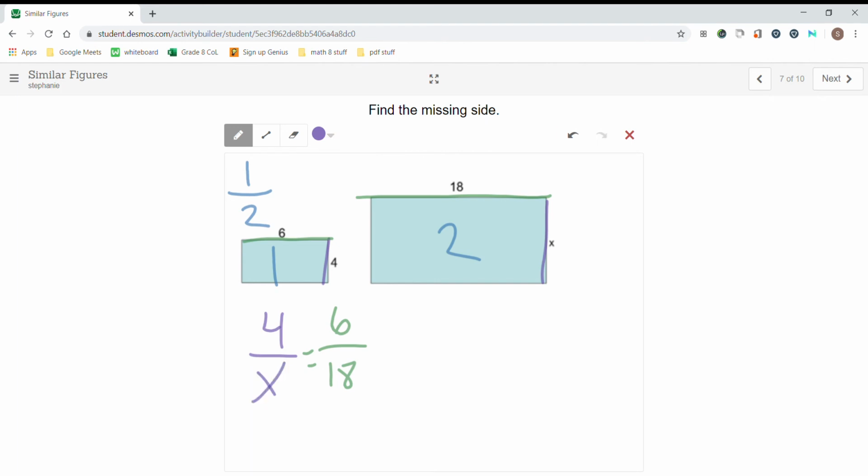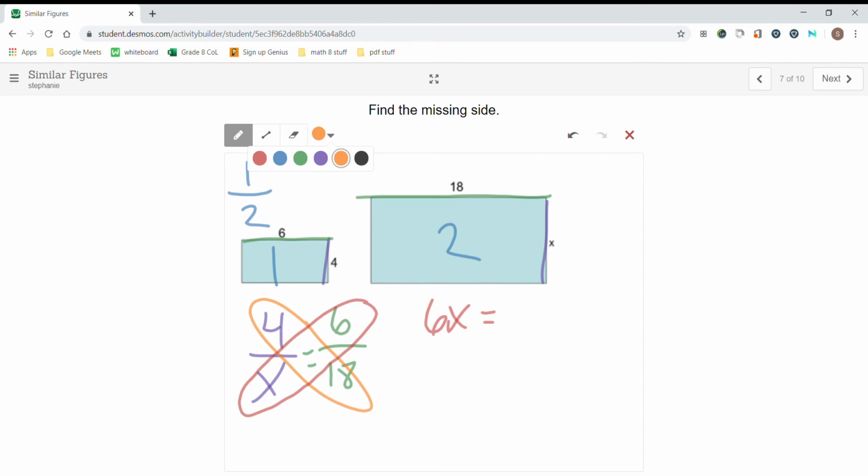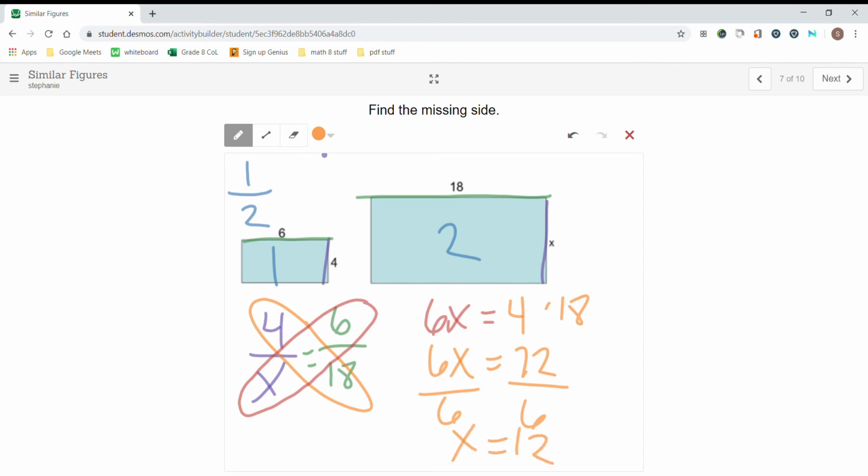That's better. All right, so now I can cross multiply and divide. So I need to set up my crisscross here. I'm going to set up my x. All right, so I have 6x equals, well, 4 times 18, which will be 72. I can then divide by 6. I can divide by 6. And x will equal 12. So this missing side right here is 12.